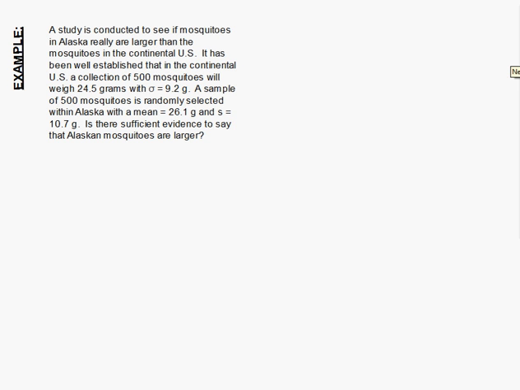Let's do an example. So, mosquitoes in Alaska. I've been told that the mosquito is known as the state bird for Alaska because they're so big. So we want to test that. We have this hypothesis that mosquitoes in Alaska are bigger than in the continental U.S. So we know that in the continental U.S., a collection of 500 mosquitoes will weigh a certain amount. And we have had enough studies done that we're actually very sure about the population in the continental U.S. We actually have the population mean and the population standard deviation. We feel very confident in those numbers.